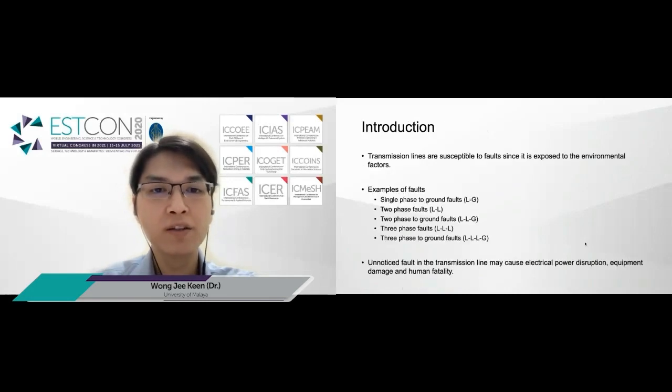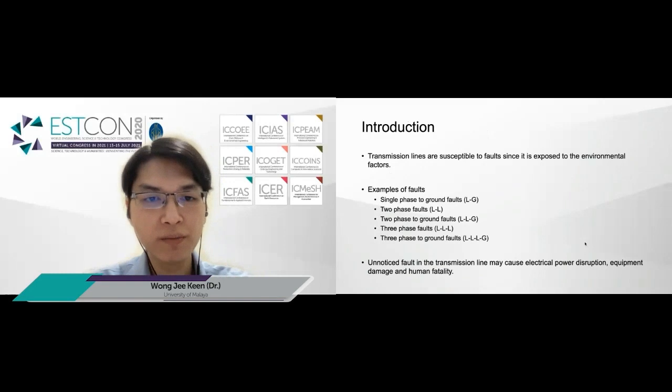Right, so here's a brief introduction. The transmission lines that we currently have are susceptible to faults because they are exposed to environmental factors, so eventually faults will occur every now and then. A few examples of the types of faults are single phase to ground faults, represented by L-G, line to ground, or two-phase faults, line to line faults, two-phase to ground faults, three-phase faults, and also three-phase to ground faults.